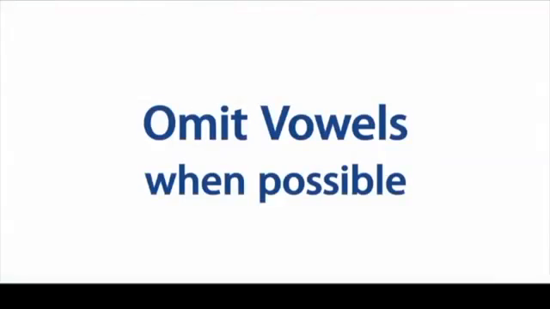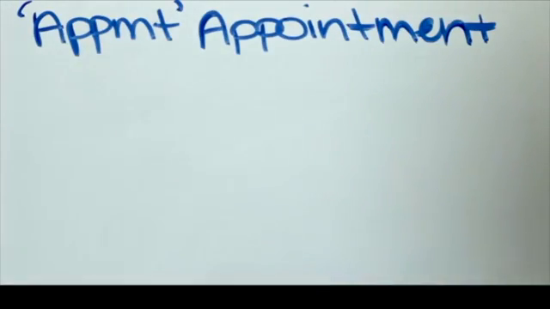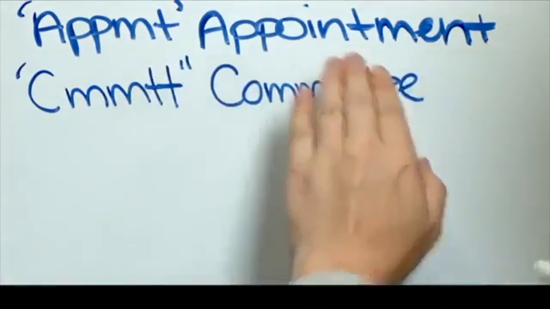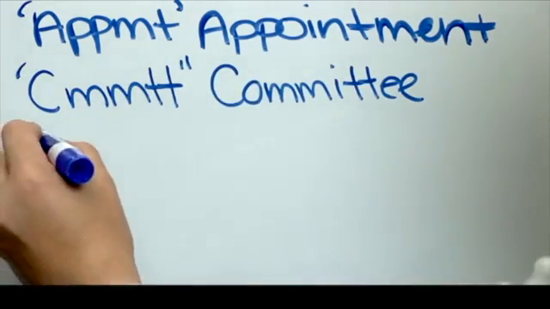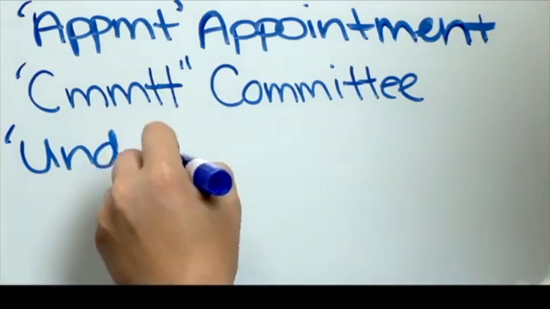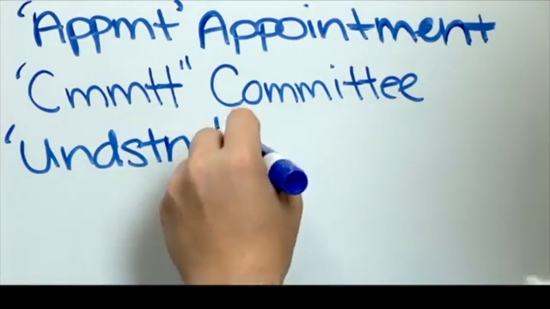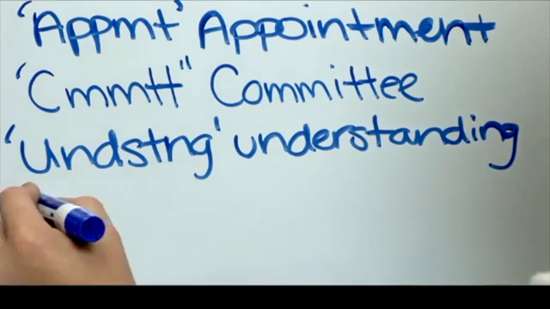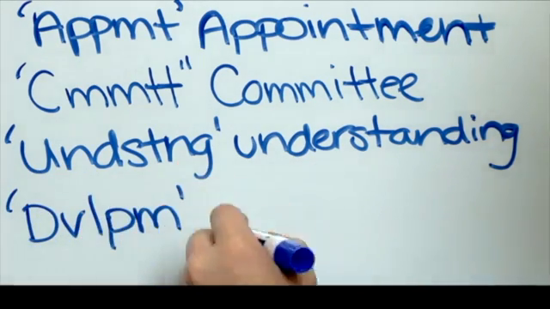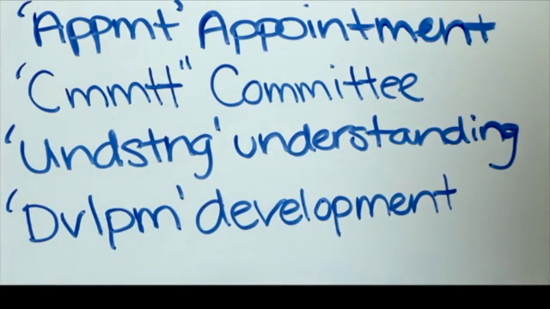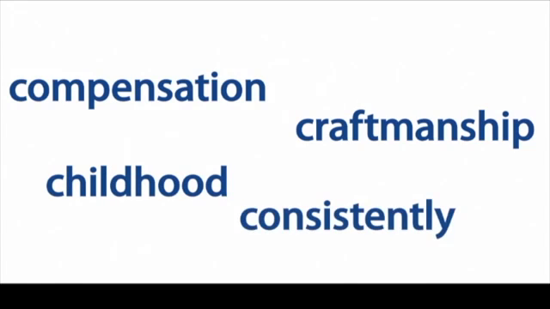Another practical note-taking tip is to omit vowels whenever possible. For example, APPMT for appointment, CMMTT for committee, UNDSTNG for understanding, DVLPM for development, and so forth. Try these words: compensation, craftsmanship, childhood, consistently.